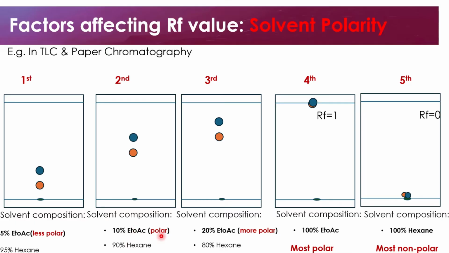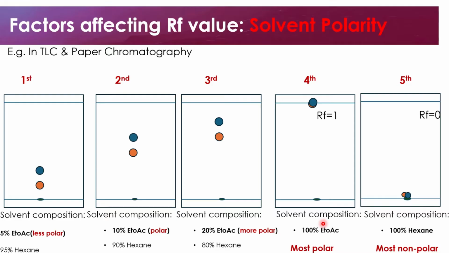the mobile phase. In the third chromatography, a mixture of 20% ethyl acetate and 80% hexane was used. In the fourth chromatography, 100% ethyl acetate, which is a polar solvent, was used as the mobile phase. And in the fifth chromatography, 100% hexane, which is a non-polar solvent, was used as the mobile phase.